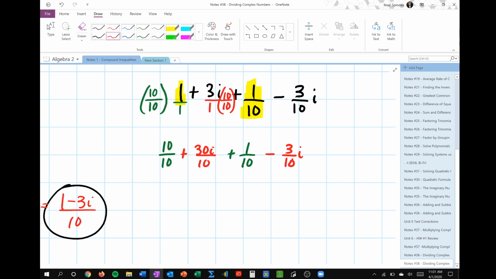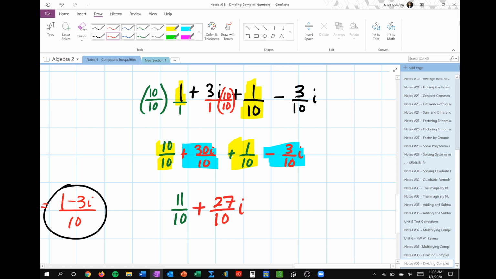Okay, now that everything has a denominator of 10 and we have the reals separated from the imaginaries with different colors, now we can actually go in and combine, right? So you have 10 over 10 plus 1 over 10. Okay, that's going to be 11 over 10. Then you also have 30i over 10 minus 3i over 10. Okay, so now because they both have common denominator, all right, that's going to be all over 10, right? That's 30 minus 3, so that's 27. And then obviously it's an imaginary, okay, and that's a positive 27.